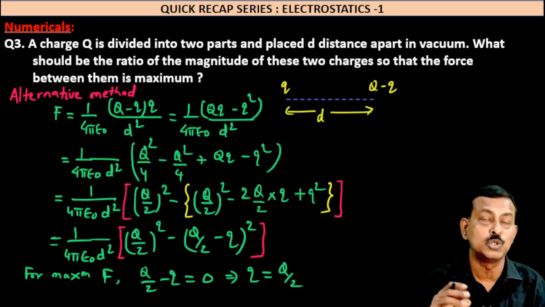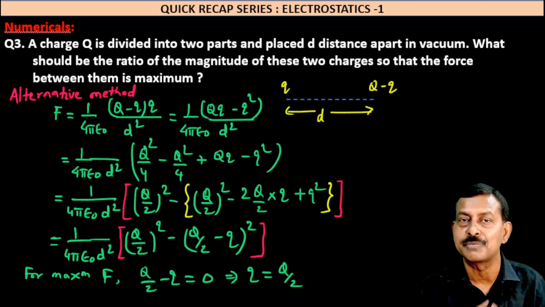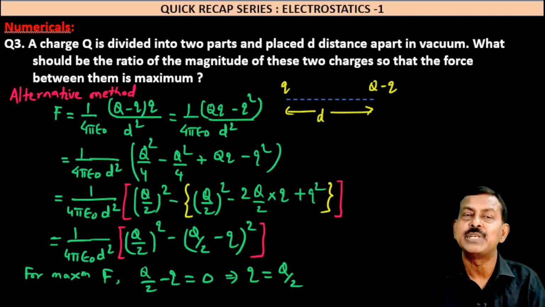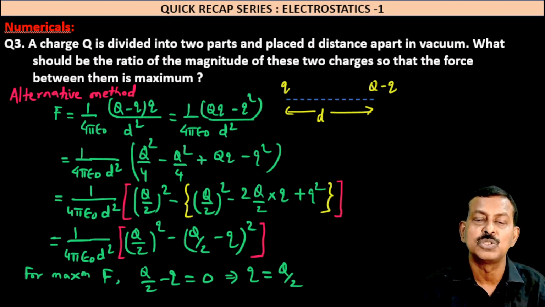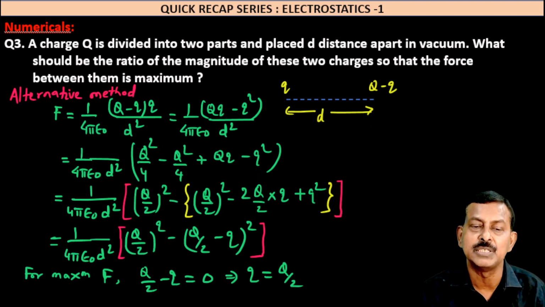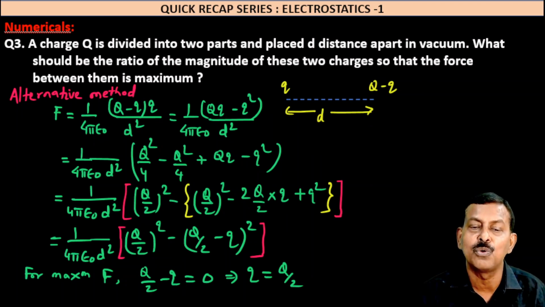We have one alternative method also to do this particular problem, if you do not want to use maxima, minima, or if you want to avoid the use of calculus. Here we take the force F as 1 by 4 pi epsilon naught, (Q minus q) into q by d square. So this is 1 by 4 pi epsilon naught, (Qq minus q square) by d square. What we are doing, we are adding Q square by 4 and subtracting it also.